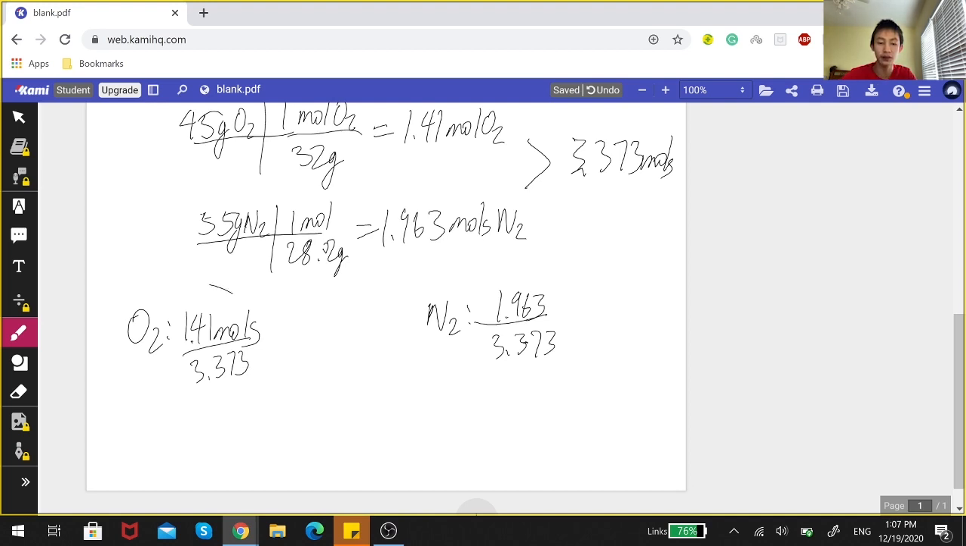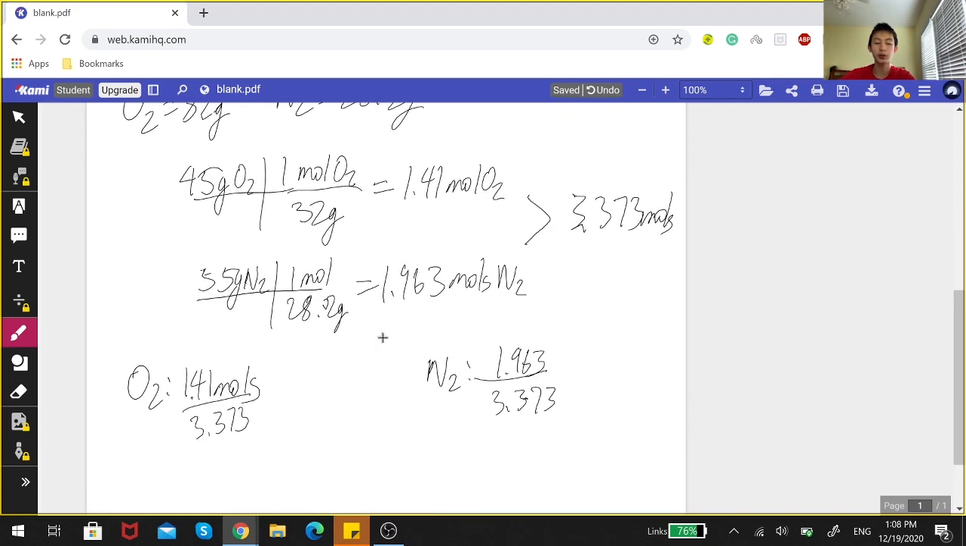And that's it for the fractions. Now, if it told us what the total pressure was, we would multiply these two fractions by the total pressure to find the partial pressure for both of these gases.